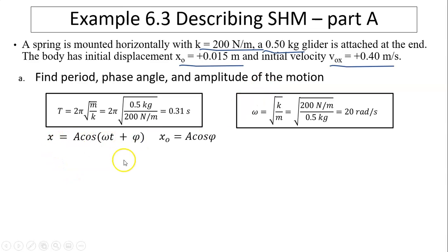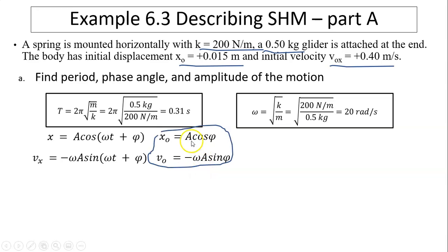From the displacement function, when t equals 0, x naught equals A cosine phi. We know x naught, but we have two unknowns. But we also know the velocity function, so the initial velocity we also know. So two equations have two variables, A and phi. Basically you just manipulate this and try to find one. There are different ways to do it.